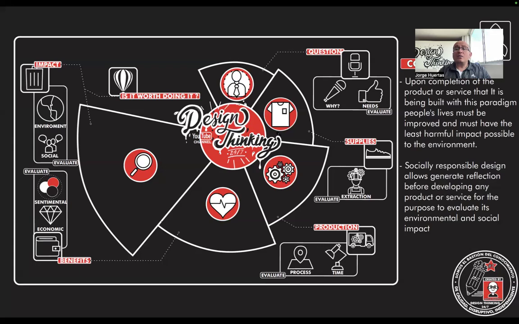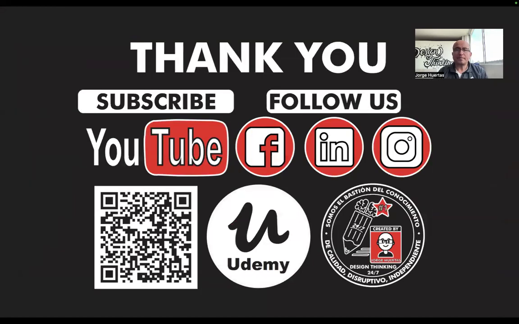As a conclusion, we can say that upon completion of the product or service built with this paradigm, people's lives must be improved and it must have the least harmful impact possible on the environment. Socially responsible design allows us to generate reflections before developing any product or service, for the purpose of evaluating its environmental and social impact. This is extremely important because it's not just something that looks good, that you see and think is pretty. It's everything that is related. You have to be socially responsible for the development of what you are making and the repercussions that it could have on the environment.